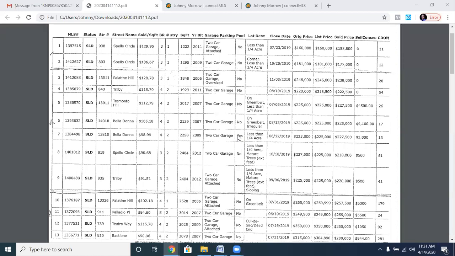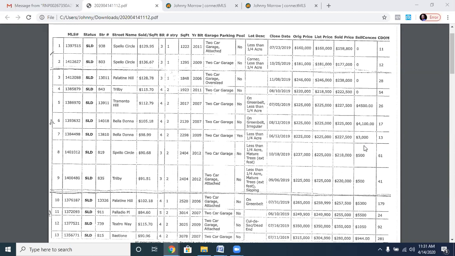We also want to look at the lot description. A house that backs up on a green belt typically is going to sell for more than a house that doesn't, depending on the green belt and other circumstances, but typically that is true. And then we want the closing date, the original list price, the current list price when it sold and what it actually sold for, and if there were any amenities.